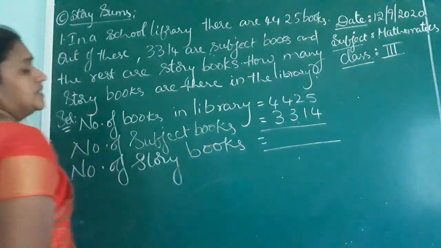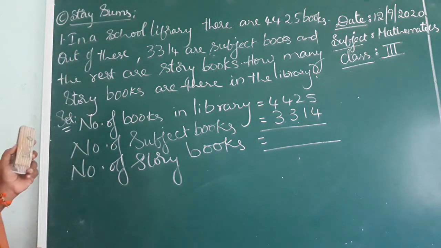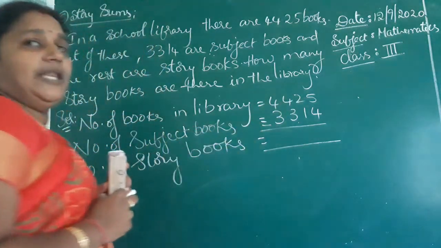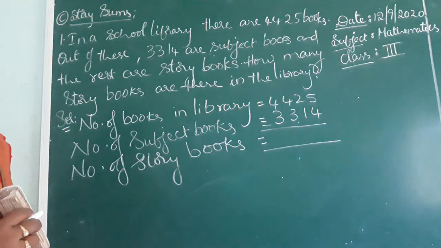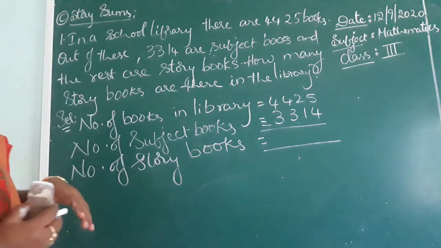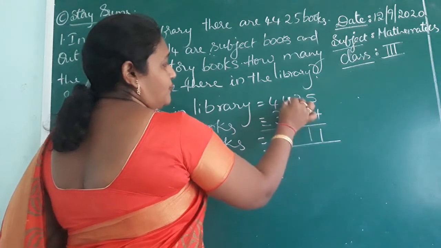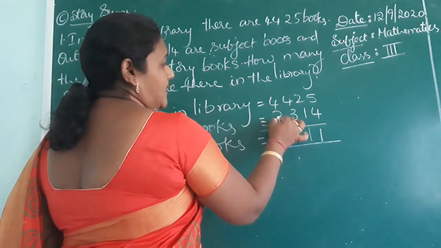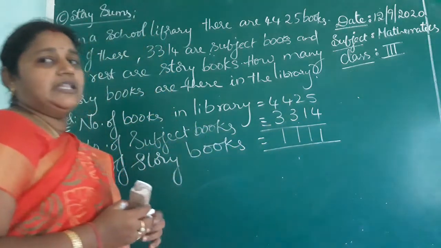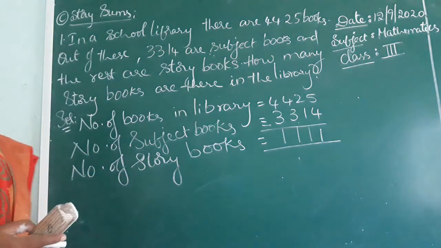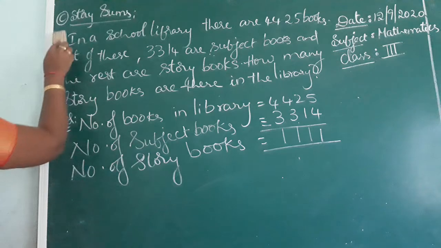If you subtract the total number of books minus subject books, you will get the number of story books. Yes? See the first place: 5 minus 4 is 1. 2 minus 1 is 1. 4 minus 3 is 1. 4 minus 3 is 1. So totally 1111 story books are there in that library. See the next question.